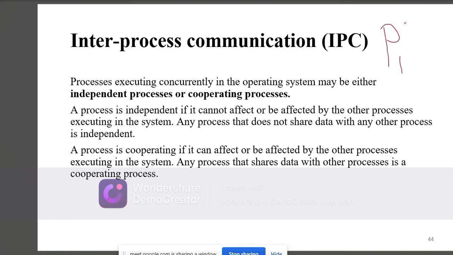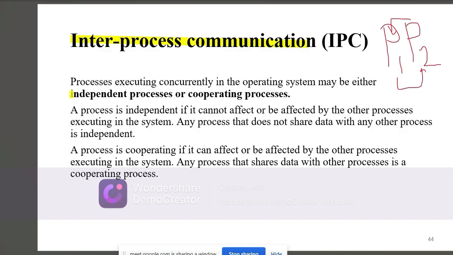Suppose we have two processes, P1 and P2, and there is some dependency between them. Suppose process P1 wants to communicate with process P2, or process P2 wants to communicate with process P1. At that time, communication is required. That communication can be done with the help of IPC. IPC is nothing but inter-process communication. A dependent process is also known as a cooperative process, and in that case, inter-process communication is very much needed.